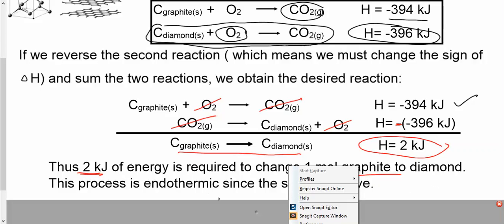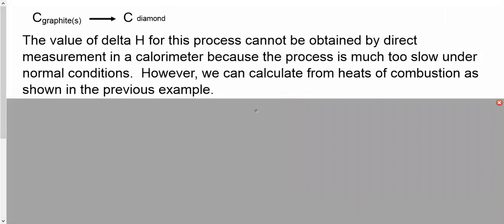Now this process is endothermic. We know that because this is a positive value. So we've just calculated something that could not be obtained by direct measurement in a calorimeter because the process is much too slow under normal conditions. However, we can calculate that from heats of combustion, as we did in the previous example.